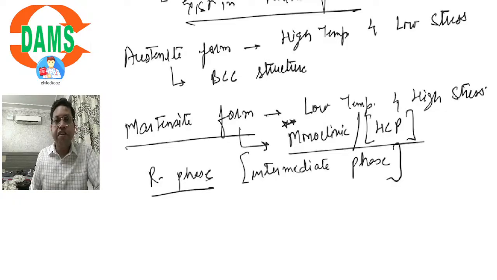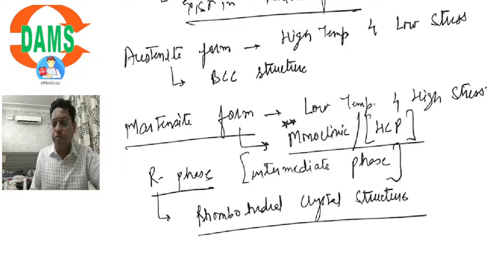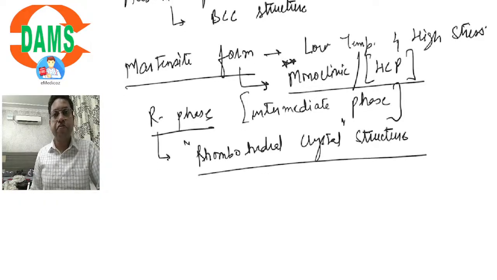R phase is the intermediate phase. Whenever the nickel titanium changes from austenite to martensite or vice versa, there is an intermediate phase that forms, called the R phase. Why is it called R phase? Because it has a rhombohedral crystal structure. These are the three principal forms.